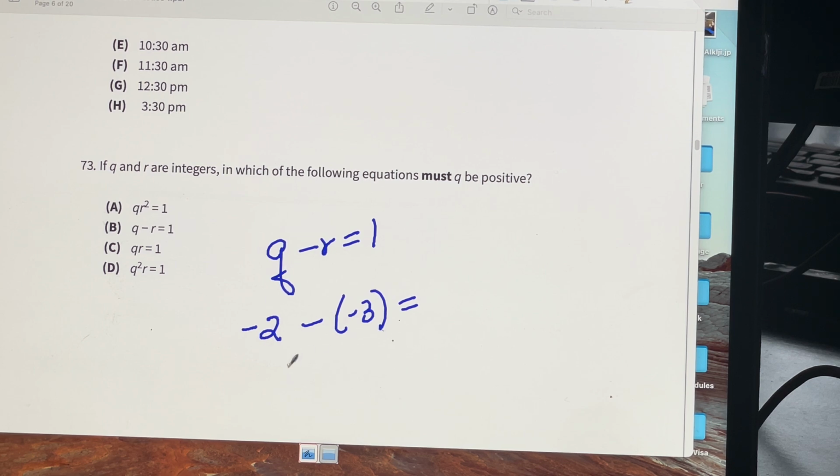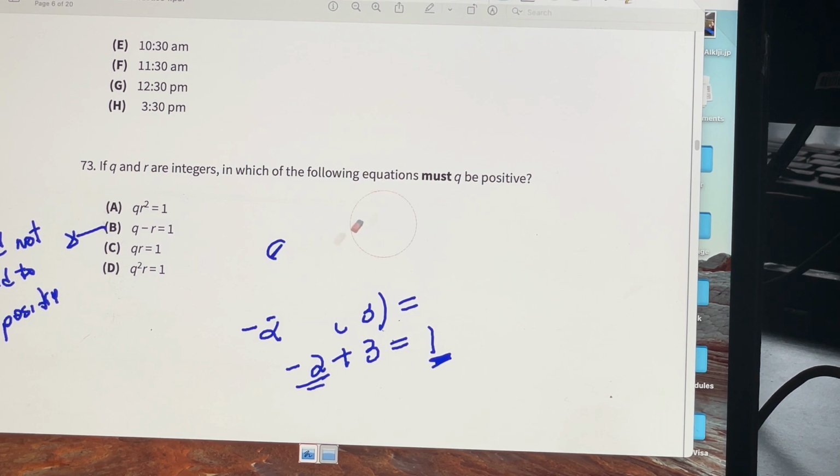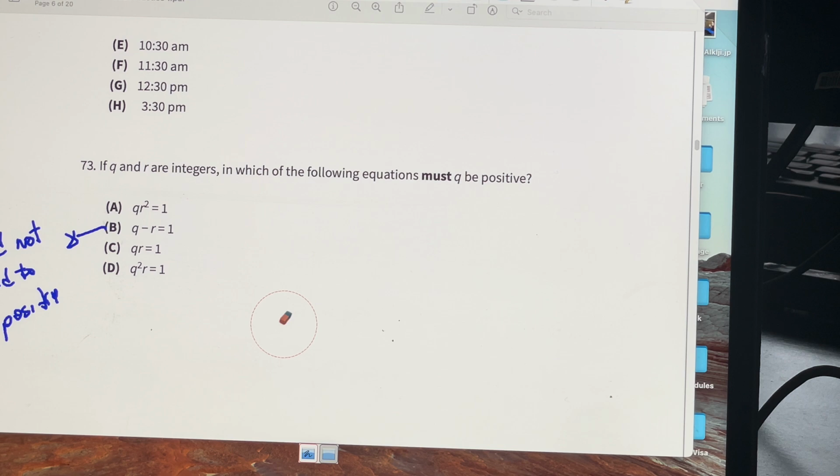-2 minus -3 is the same thing as -2 plus 3, which equals 1. So did Q need to be positive for this equation to give me 1 as an answer? No. Q did not need to be positive. And that's what I was trying to say, and I couldn't explain it. Find a way for the equations to work without Q being positive. And if they work, then that's not your answer.